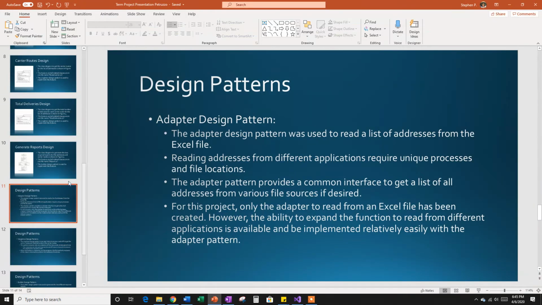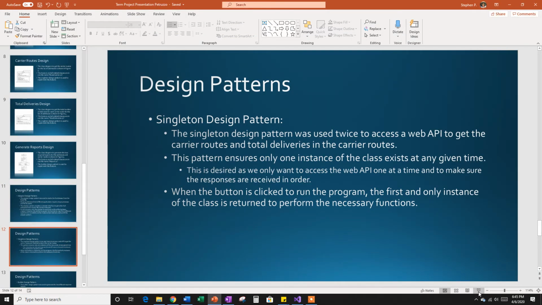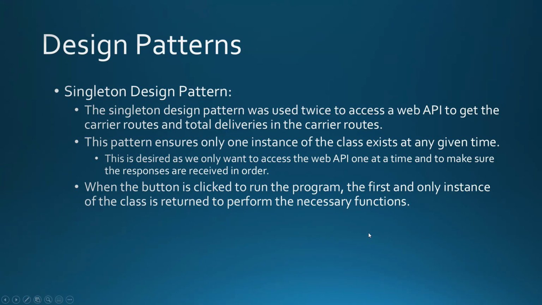Going back to the presentation, the second design pattern that was used here is the singleton design pattern. The singleton design pattern was used twice to access a web API called Melissa to get the carrier routes and total deliveries in the carrier routes. This pattern ensures only one instance of the class exists at any given time, which is a desired behavior as we only want to access the web API one at a time and to make sure the responses are received in the correct order. When the button is clicked to run the program, the first and only instance of the class is returned to perform the necessary functions.